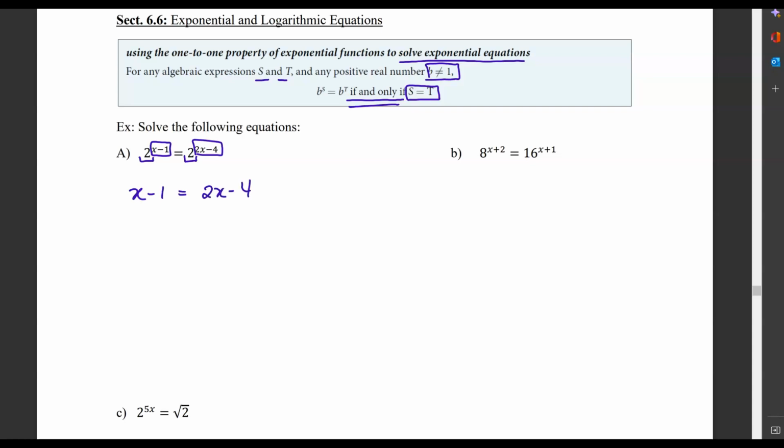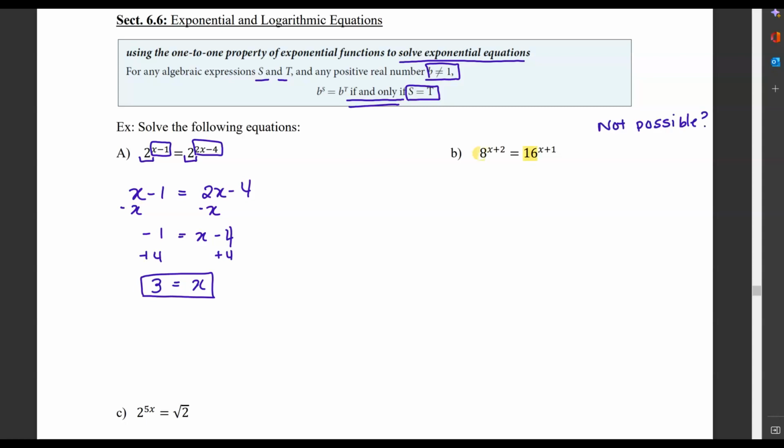Okay. So we're going to go ahead and subtract x from both sides, and I'm left with negative 1 is equal to x minus 4. Add 4 to both sides, and we end up with x is equal to 3. Okay, and so that's what we wanted to find. What is that x value? Take a moment to try b.